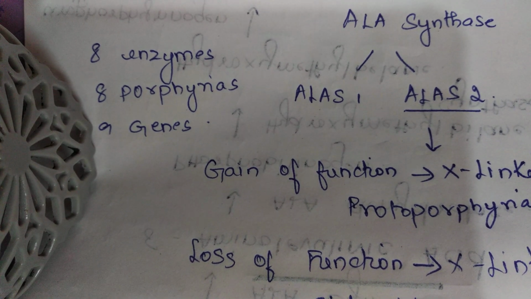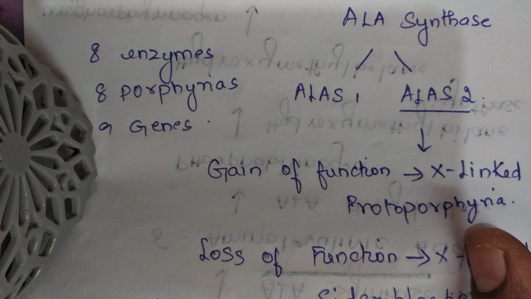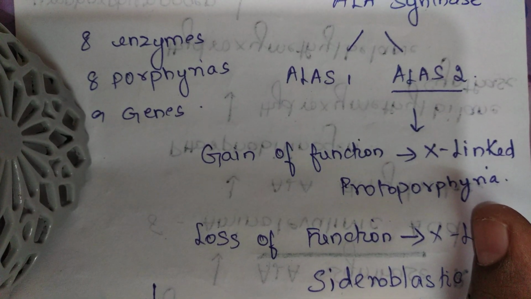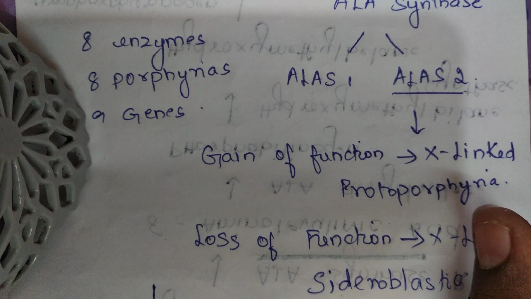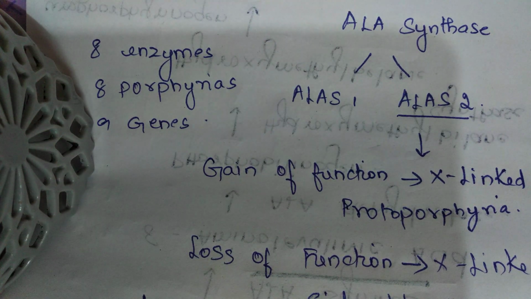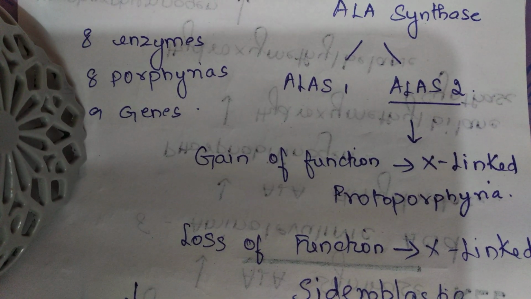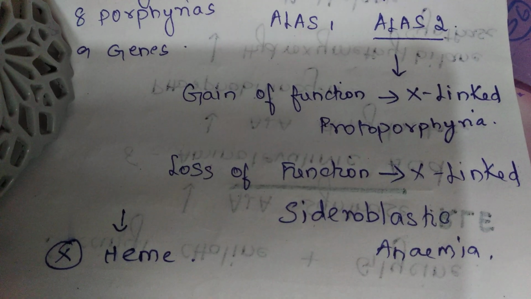Here I'd like to mention a few points about the ALA synthase enzyme. ALA synthase has two isoforms: ALA synthase 1 and ALA synthase 2. The enzyme which we use in heme synthesis is ALA synthase 2. In ALA synthase, two different mutations can occur. When there is a gain of function mutation in ALA synthase 2, it leads to X-linked protoporphyria. And when there is a loss of function mutation in ALA synthase 2, it leads to X-linked sideroblastic anemia.